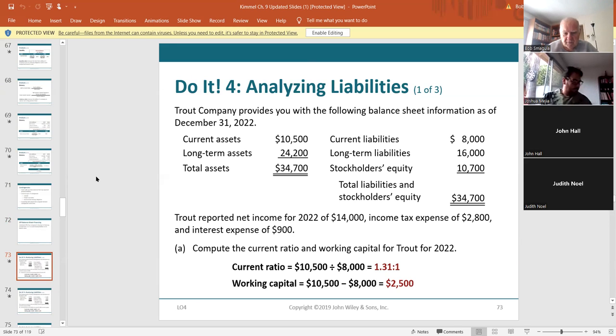Analyzing liabilities. My God, we should know the current ratio and the working capital by now.